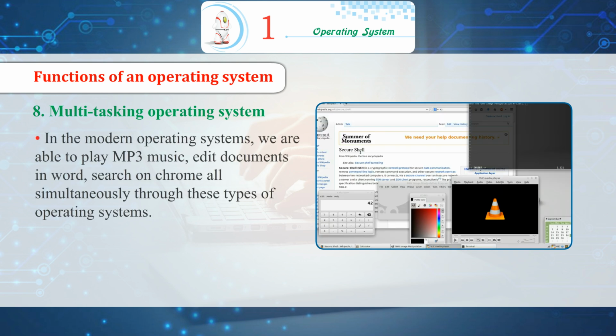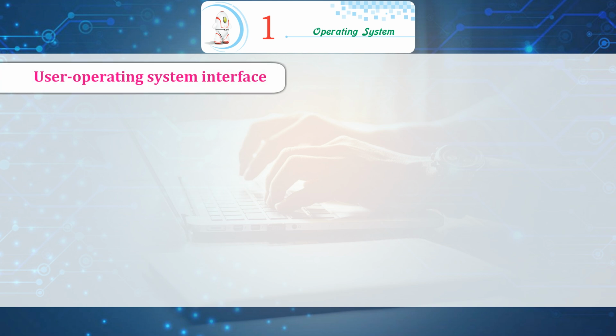In modern operating systems, we are able to play MP3 music, edit documents in Word, and search on Chrome all simultaneously. User operating system interface. The user can interact with the operating system in two ways.